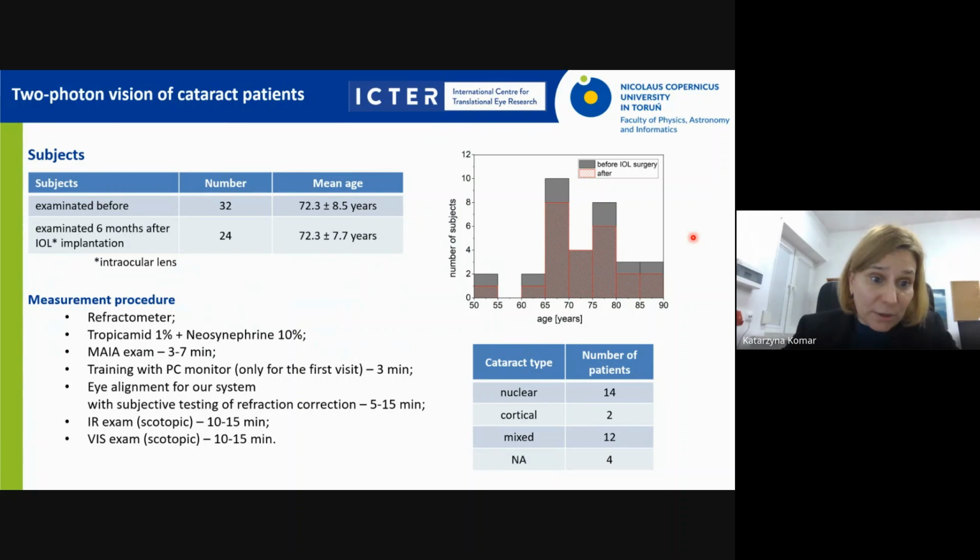Then you've got the whole procedure, and we also used the Maia commercial microperimeter to have a comparison to regular microperimetry. Our system performed the exam with a 1040 nanometer beam. No, not 40. It was 1028, because we were using a fiber laser, a 1028 nanometer laser beam and a 520 visible beam.